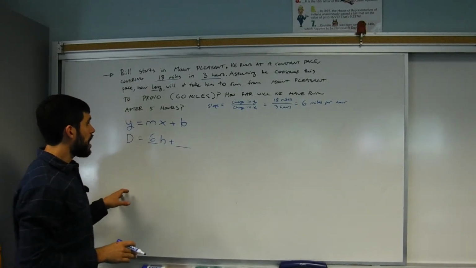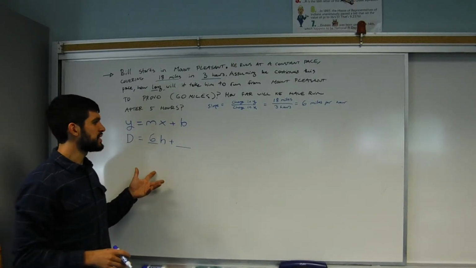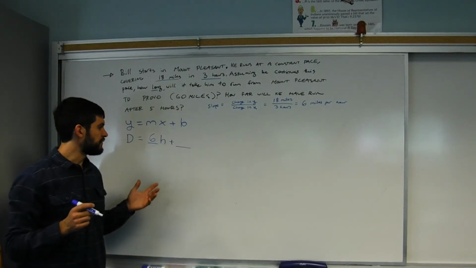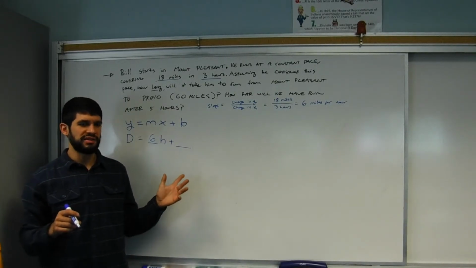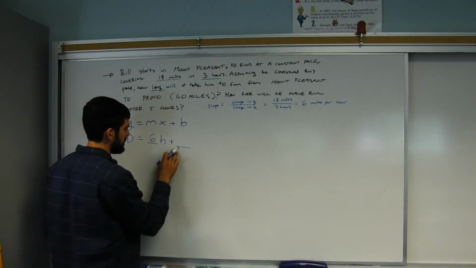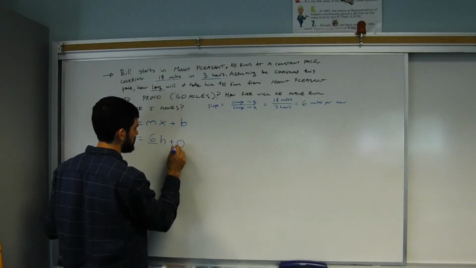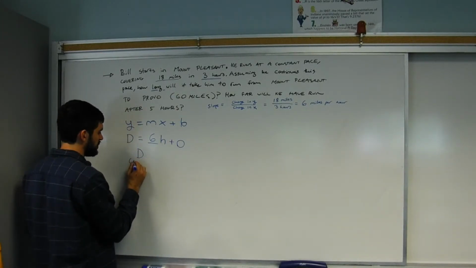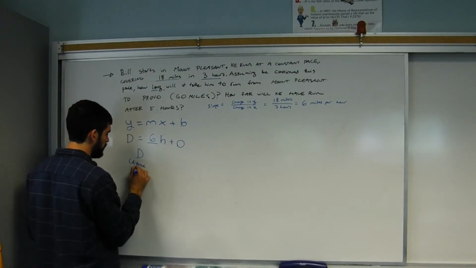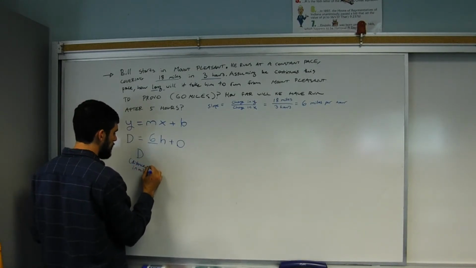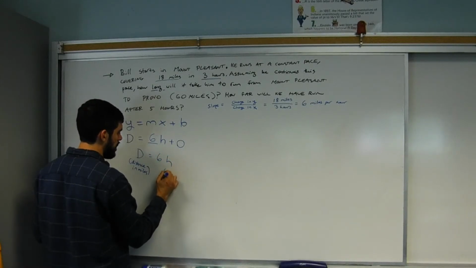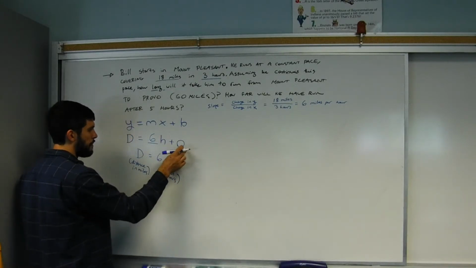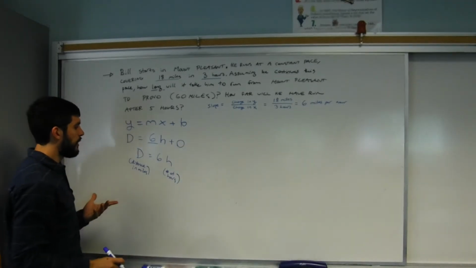Our initial value, this is a little bit of a trick question. If he's starting in Mount Pleasant, we can define Mount Pleasant as being at a distance of 0. So in that case, we won't have an initial value, so it'll be equal to 0, and we'll just have d, which would be our distance in miles, is equal to 6 times the number of hours, and then our initial value is equal to 0.